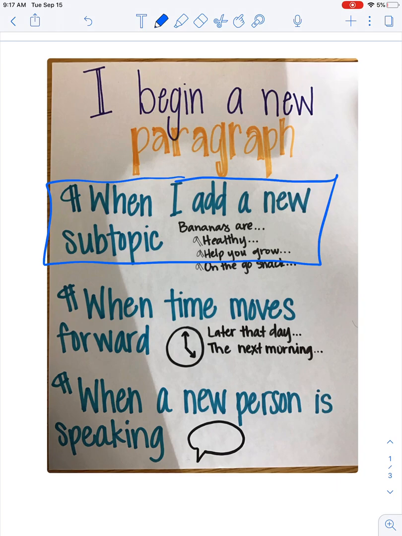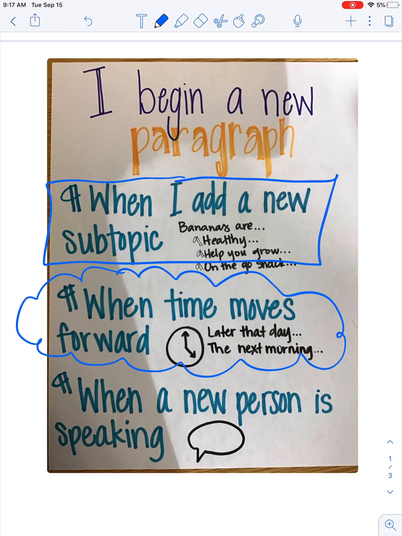Another reason I could begin a new paragraph is when time in my story moves forward. And this is where a lot of my third graders are going to need to be checking their writing, because a lot of you are using great transition words like later that next day, the next morning, finally, 5 minutes later. You're skipping a little bit of time. And so that means that time is moving forward. You skip a little bit of detail that's not really important, and you move down to the next part of your story. That would be a place where you would begin a new paragraph.